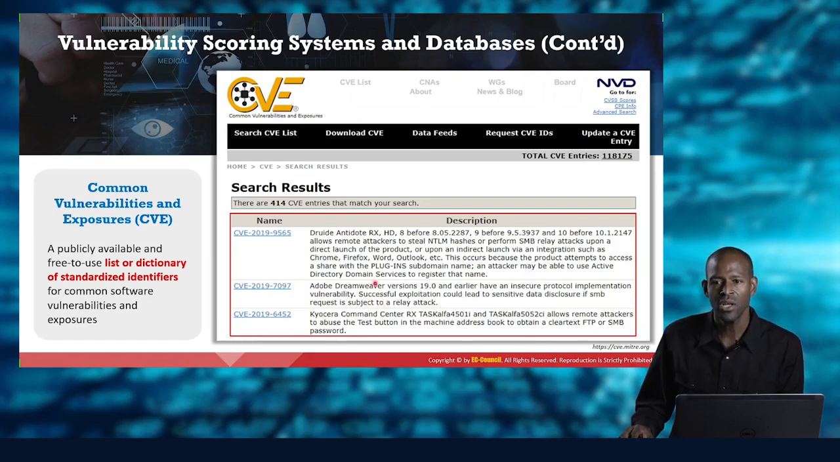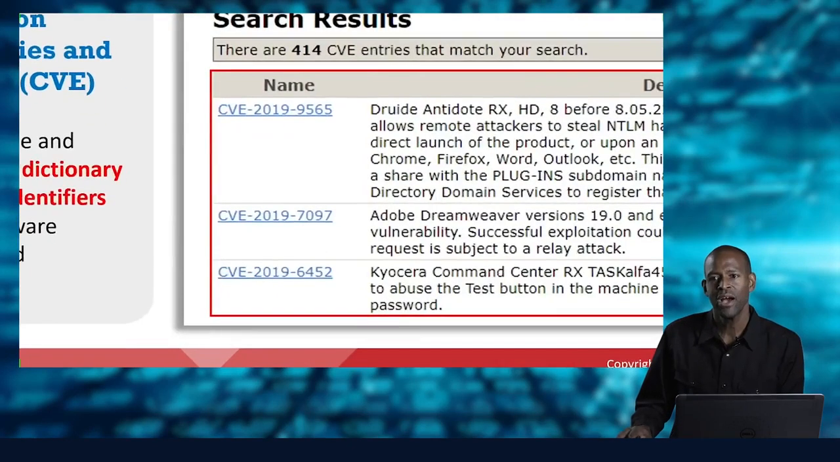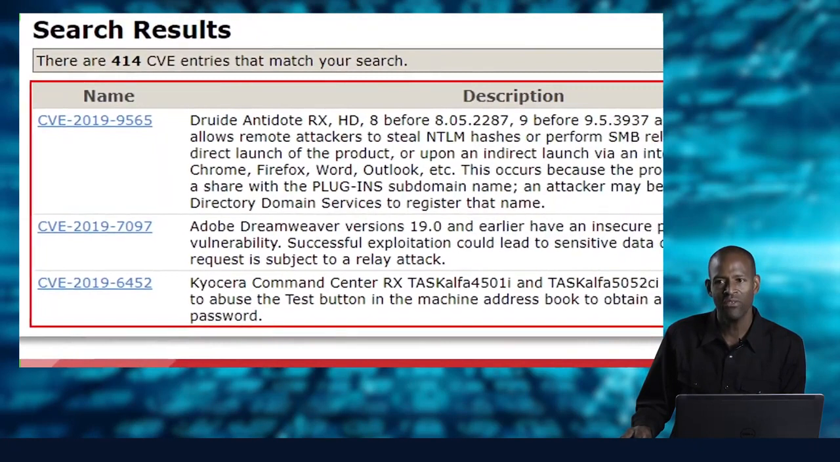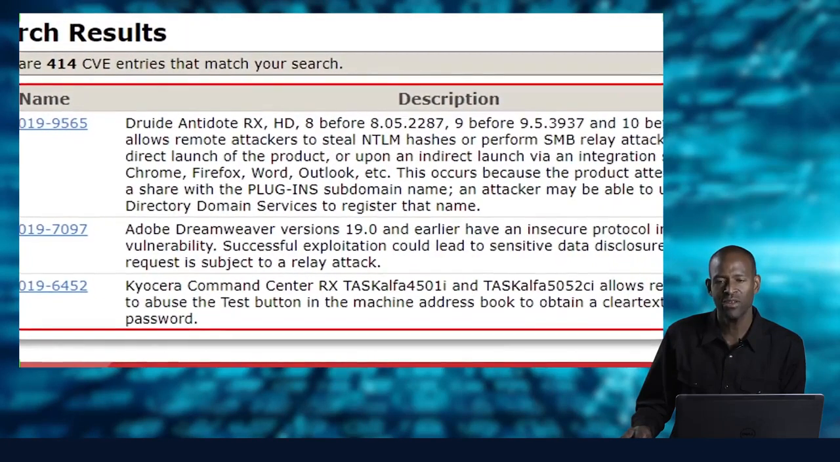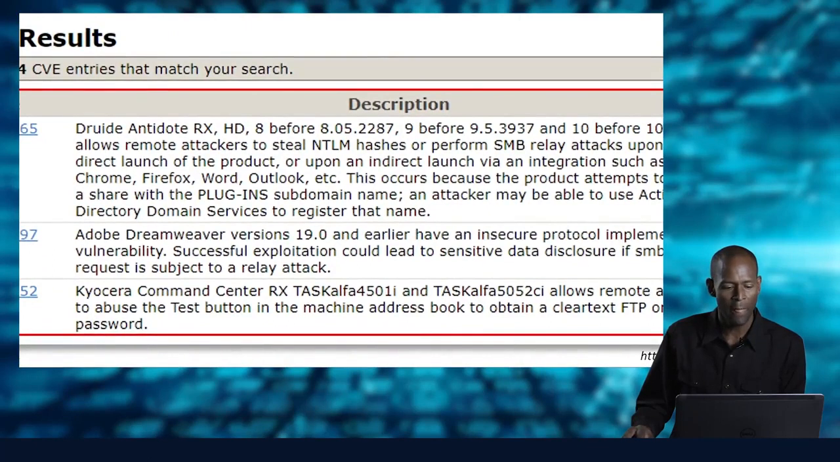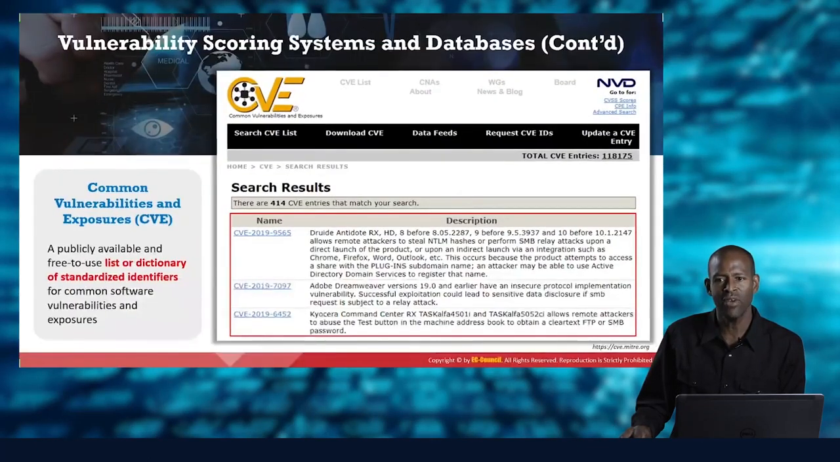Look at this, Druide, I don't even know how to pronounce it. Let's zoom in on it. That's Druide Antidote RX HD, 8 before 8.5, 9 before 9.5, etc., 10 before. What's the problem? NTLM hashes, etc. I think I've heard of Druide Antidote RX, but I really don't know what that is. I don't care if I know what that is.